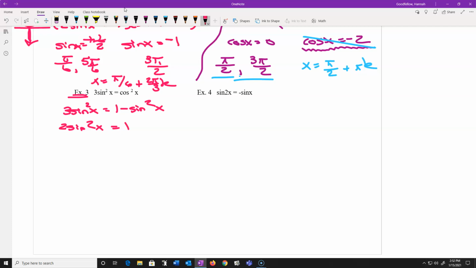Well, that's not going to work right. If I added it, wow, I'm really messing that one up. Let's figure that part out again. If I added it to the other side, I'd end up with 4 sine squared x, sorry about that, is equal to 1. If I divide by 4, I'd get sine squared x is equal to a fourth.